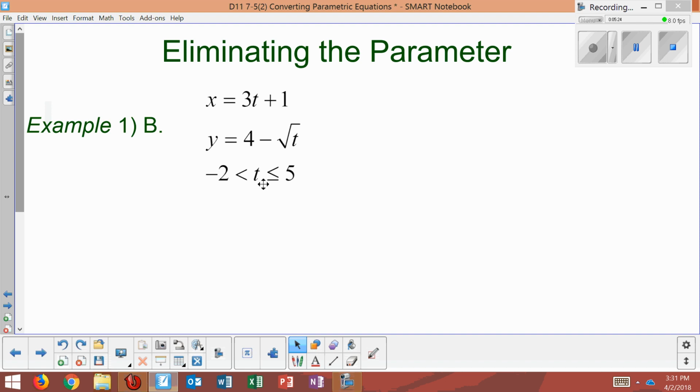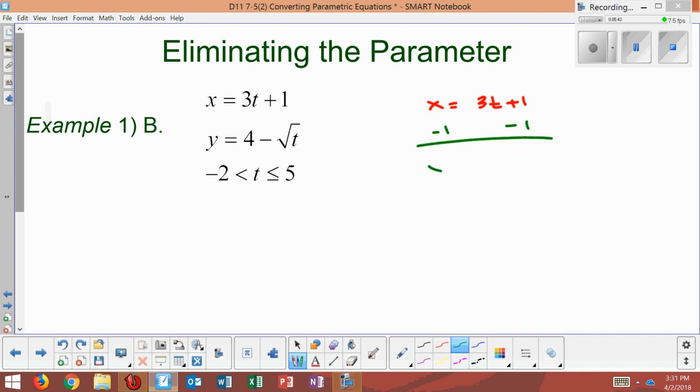All right, part B. This time I've given the equations this way. So we need to eliminate the parameter. Again, what we need to do is solve for t. So you choose whichever equation you think is going to be easier. I'm going to say the top is. So I'll say x equals 3t plus 1. And I'm going to solve for t. So I subtract 1 from each side, and I have x minus 1 equals 3t.